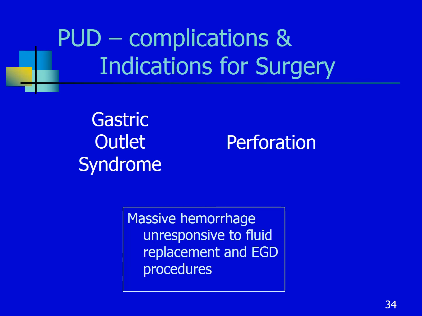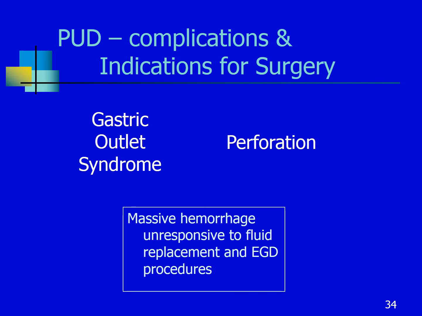So the complications that may indicate surgery for peptic ulcer disease would be gastric outlet syndrome, where there's a mechanical impediment to gastric emptying, or perforation, or massive hemorrhage, which is not very responsive to fluid replacement or the EGD procedure. So these are the complications: gastric outlet syndrome, perforation, or massive hemorrhaging. And the outlet syndrome is just like it says, outlet. There's a mechanical impediment to gastric emptying.